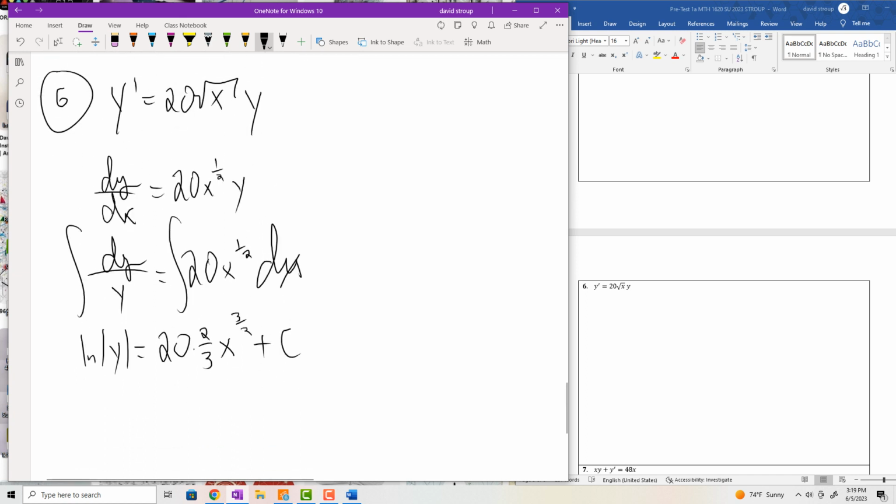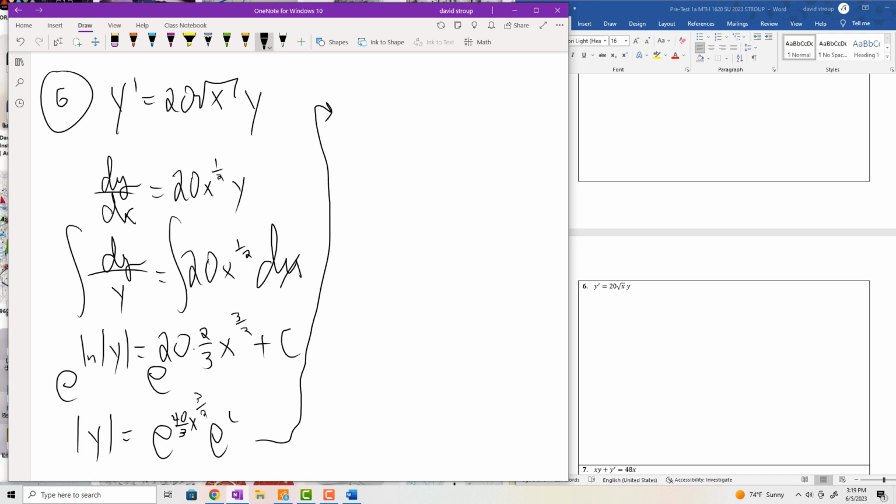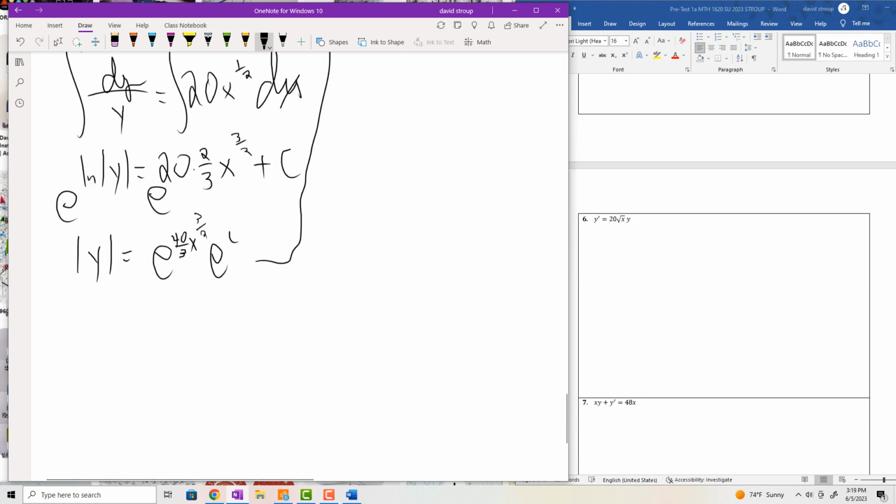Now we can exponentiate on both sides. Absolute value of y is e to the 40/3 x to the 3/2 times e to the c. And then we could drop the absolute values, replace the plus or minus e to the c with a big constant, and you get y equals c e to the 40/3 x to the 3/2. Okay. Let's look at number 7.